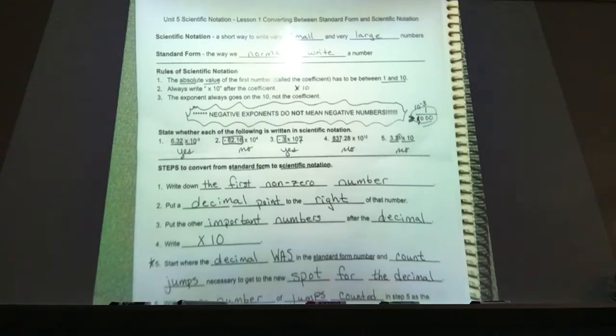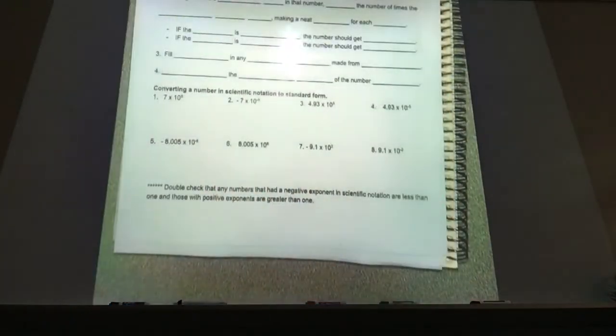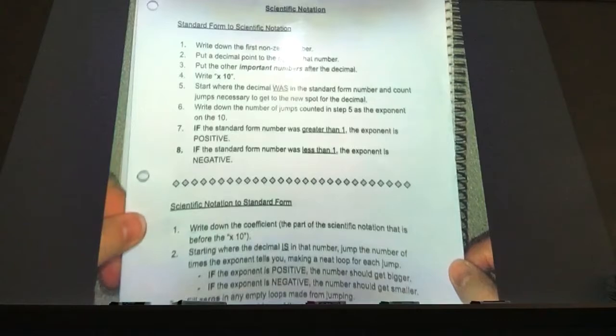Okay, this is our second video on lesson 1 about standard form to scientific notation, or scientific notation to standard form, which is what we're going to be doing today. So these were the notes that we took in the last video. You want to make sure that you have your lesson 1 out, and you also want to make sure that you have this paper close by.